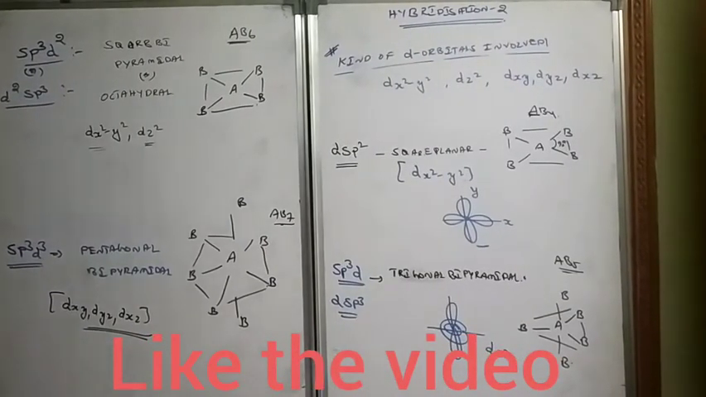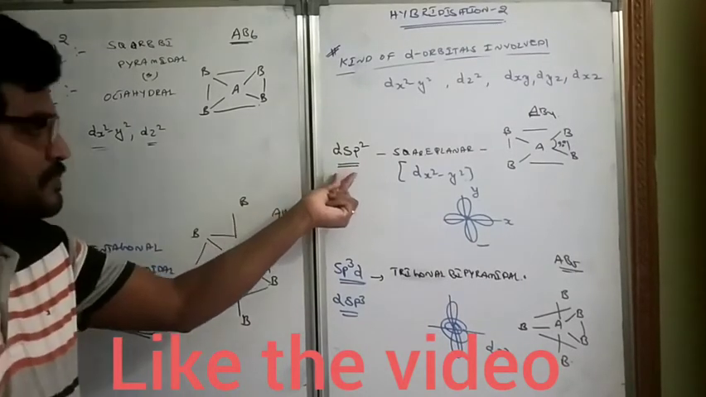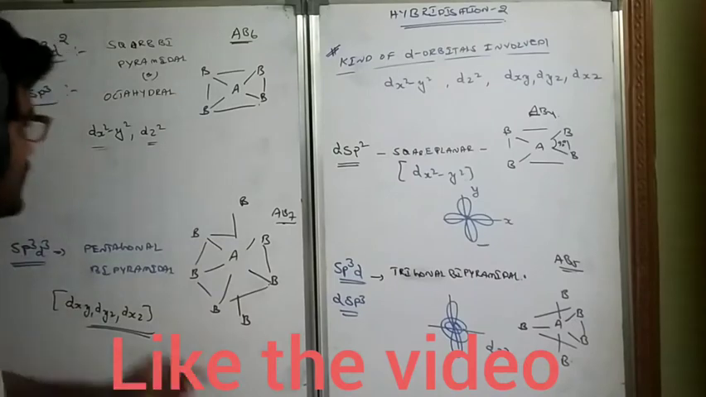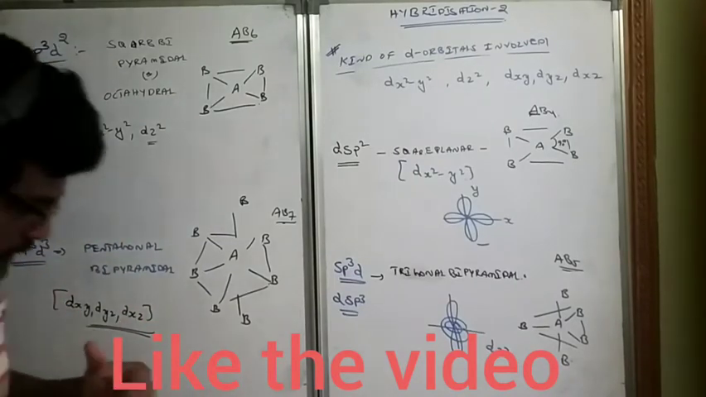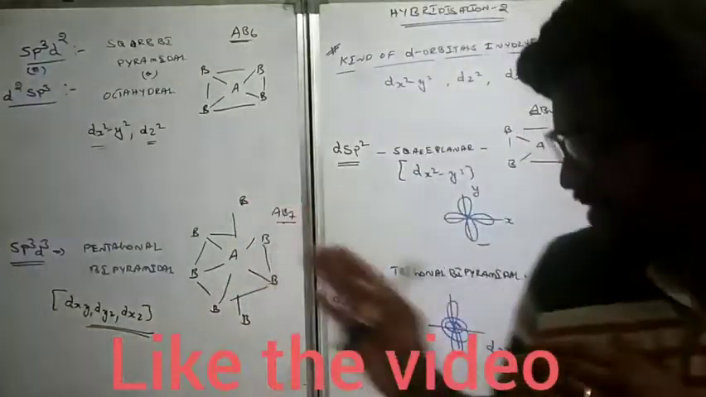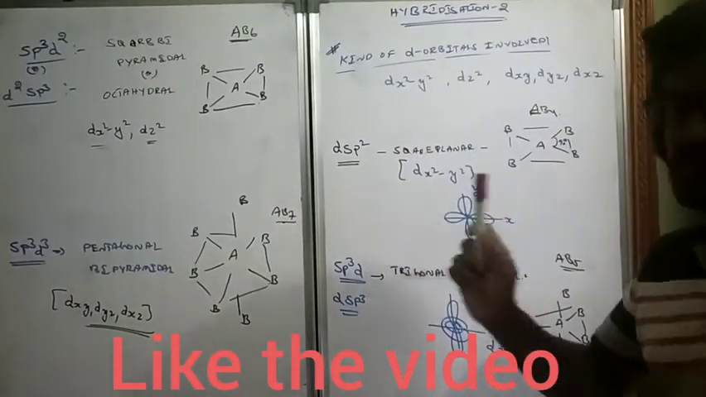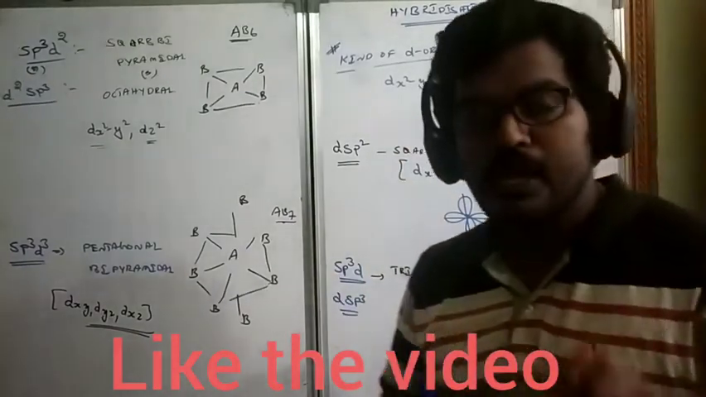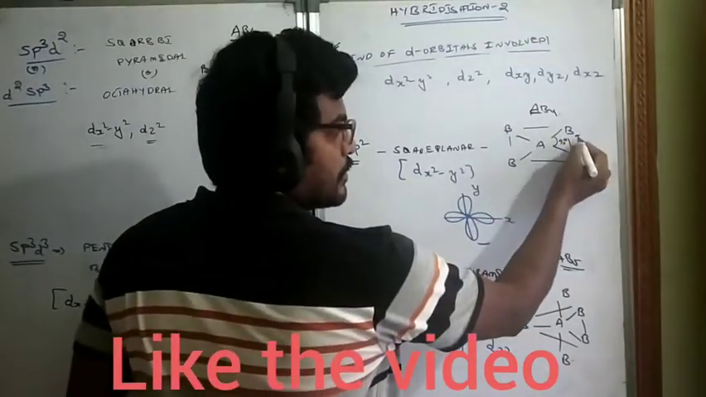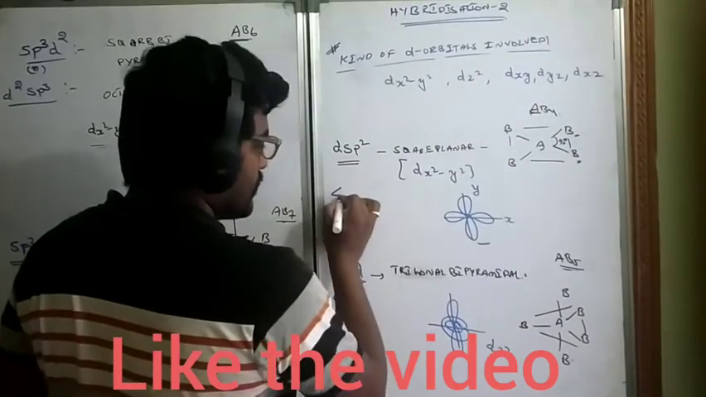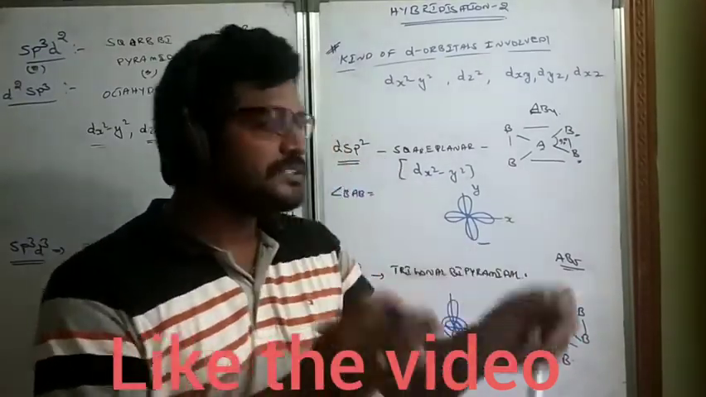Like this they will ask you, or we can easily explain the structure of dsp2 hybridization, sp3d hybridization, sp3d2 hybridization and then sp3d3 hybridization. This is one kind of question, which orbital is involved and how to understand that. Next, one more important thing is the bond angles between them. For example BAB, we call the bond angle BAB.